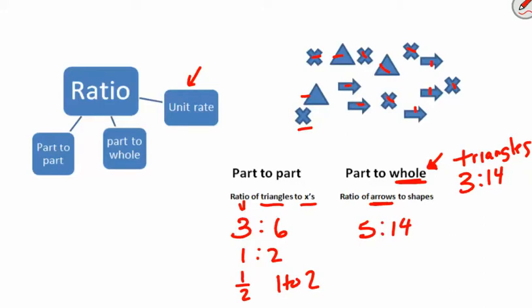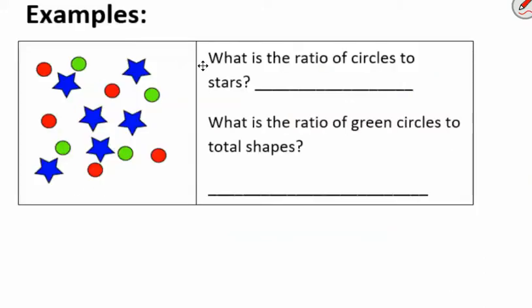All right, let's look at some examples that we have here. What is the ratio of circles to stars? And then what is the ratio of green circles to total shapes? So pause the video and write it down. Write it down in 3 ways for right now, okay?